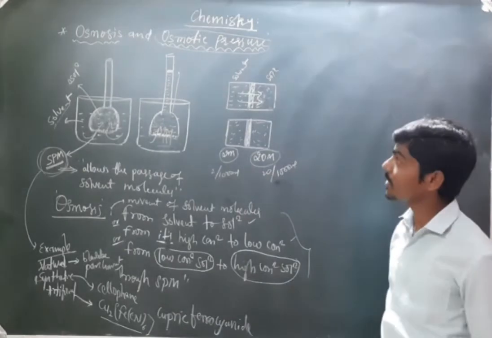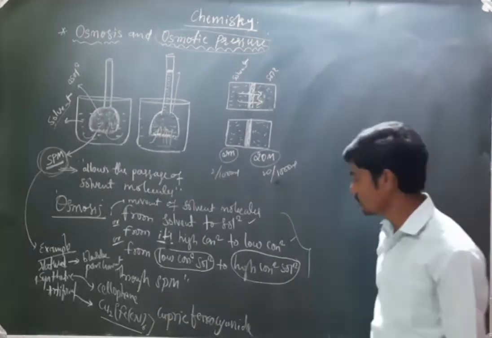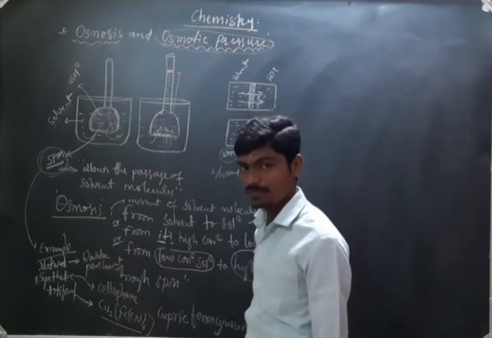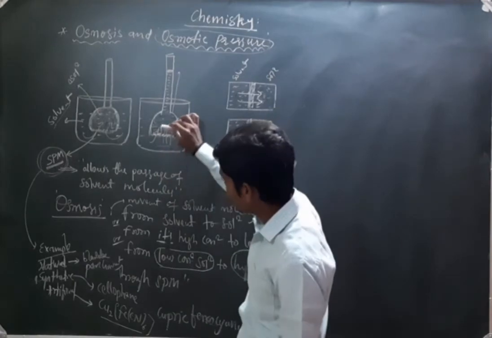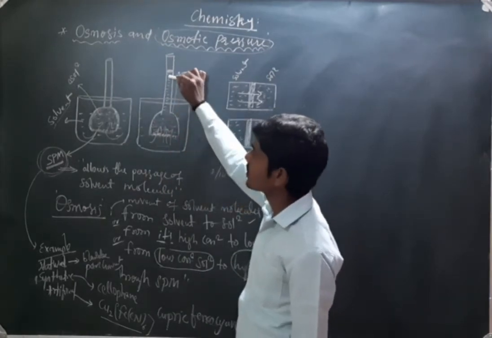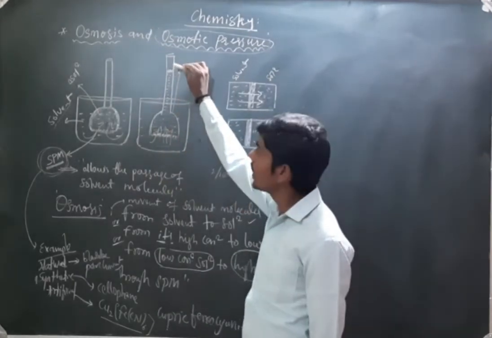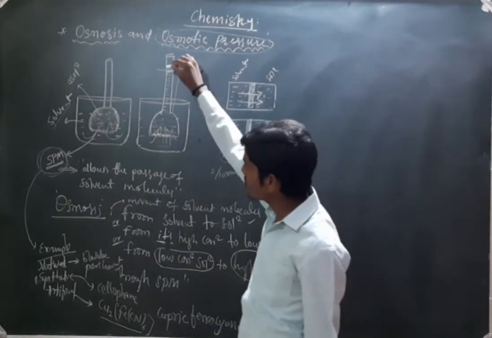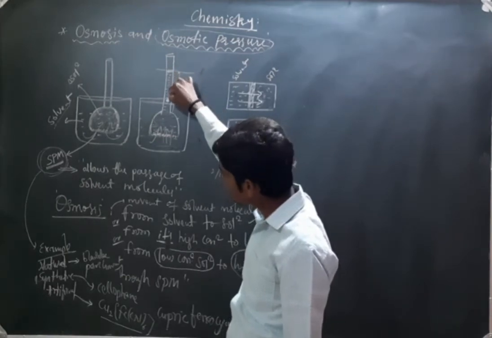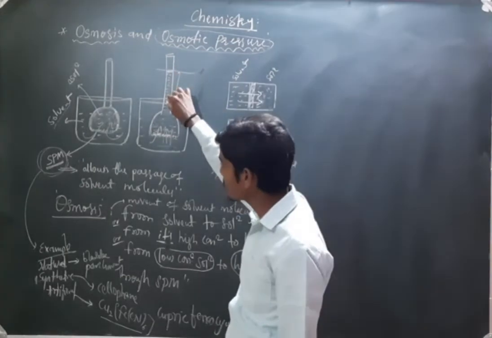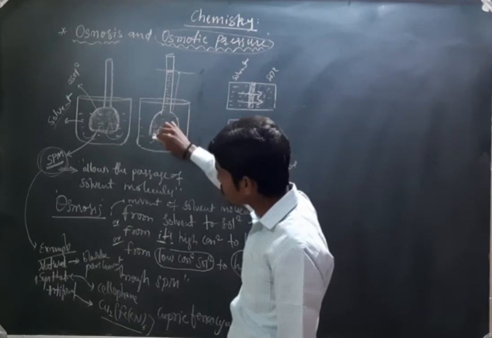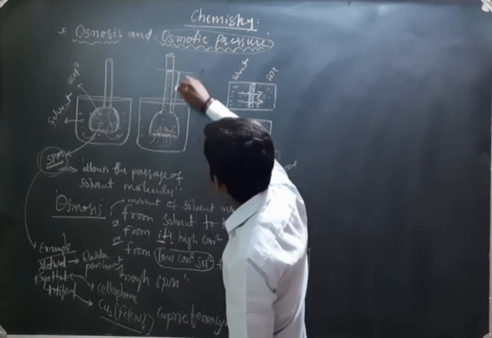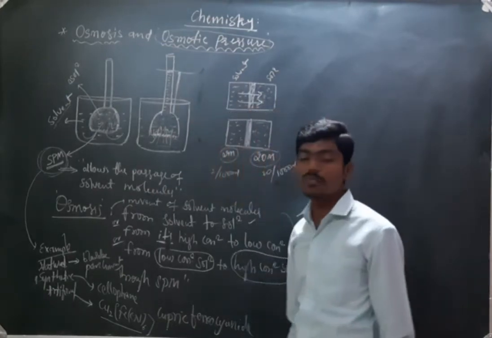Because osmotic pressure is a colligative property, right? A very simple definition for this. See here, when the level increases in the crystal flask, it stops after some time. At this equilibrium point, whatever the pressure exerted in this flask is just enough to stop the inflow of solvent molecules, right? So this pressure is nothing but osmotic pressure.